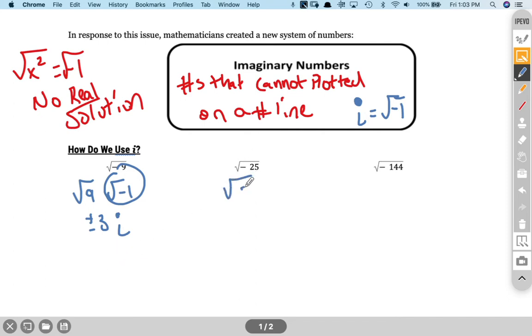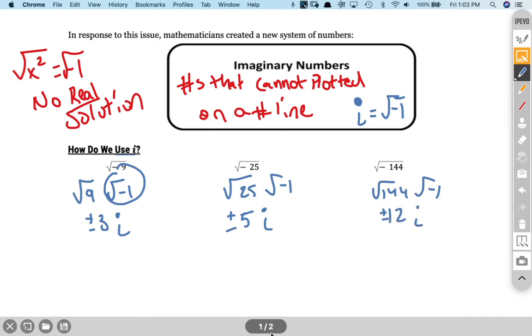The same thing here: 25 and -1. The square root of 25 is plus or minus 5, and then i. Now this one over here, 144 and -1, is plus or minus 12i.